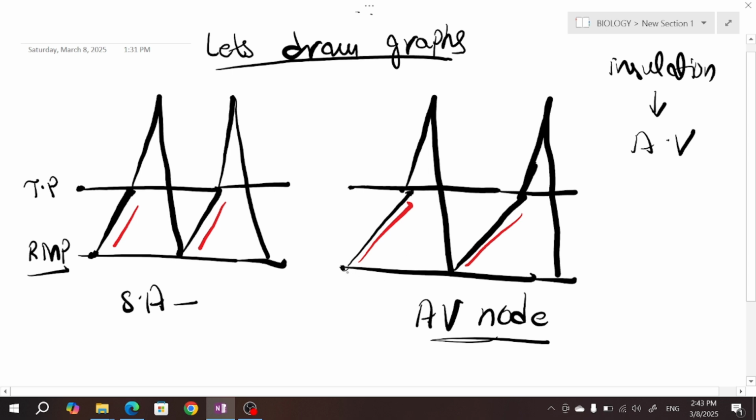Sodium is in flux, the resting membrane potential starts moving towards the threshold potential, and as soon as the threshold potential is achieved, a sudden upstroke of depolarization occurs, and then repolarization occurs, and then all the phenomena go on again and again. Now what is the point of difference?